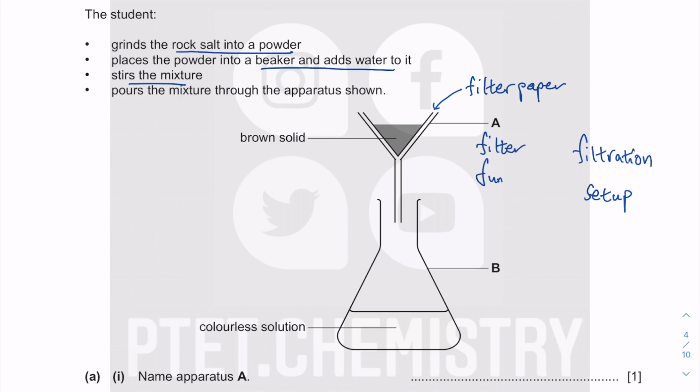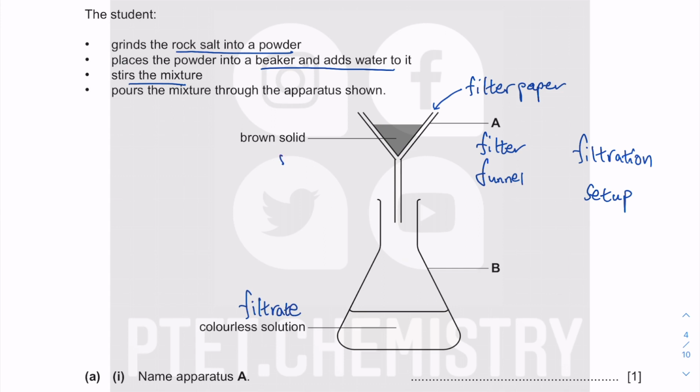Okay, if you don't have the filter paper, all of these can go through, because these have holes in between. The filter paper will trap the solid and only allows the solution or the liquid to flow through. So here you see you get a colorless solution. This is called the filtrate. Okay, these are all technical spelling.